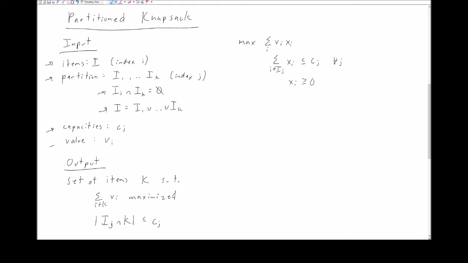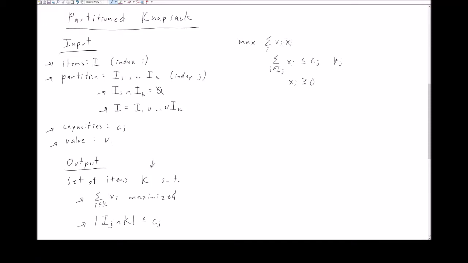We also have a value for every item. The objective is to pick a set of items, K, so that we maximize the sum of the values in our knapsack subject to the different capacity in each one of the partitions. That is, each partition intersected with the items that we've chosen is at most Cj.